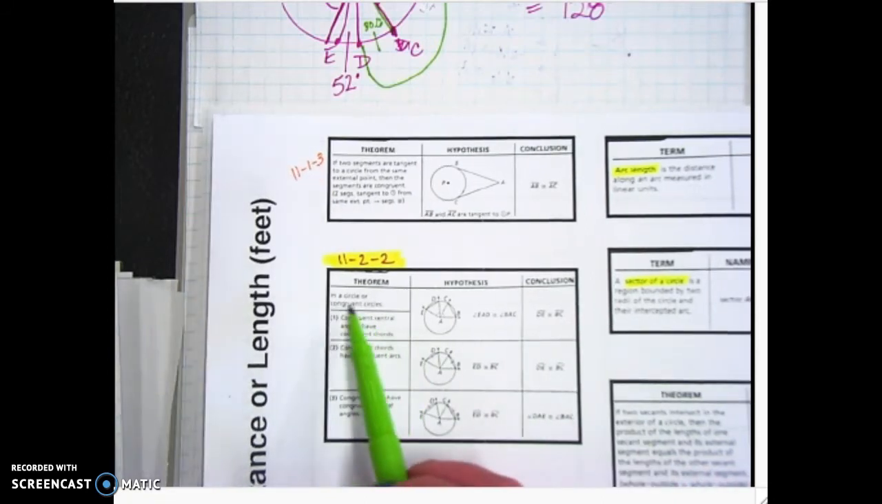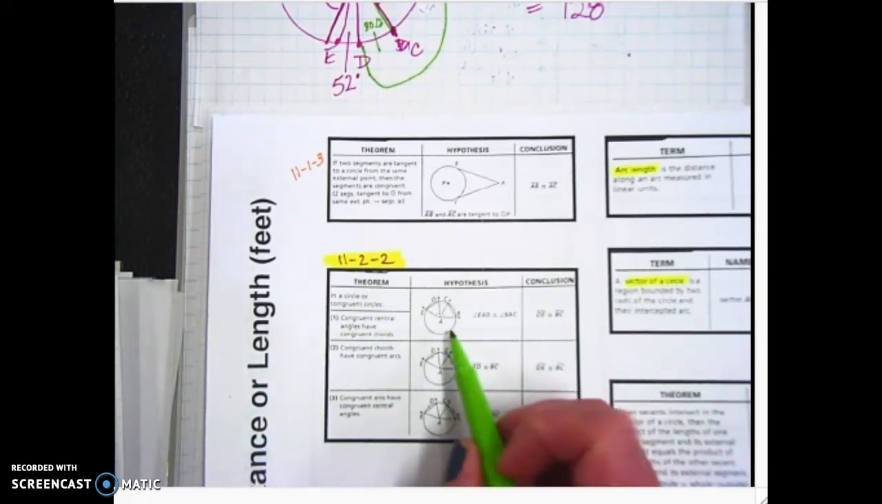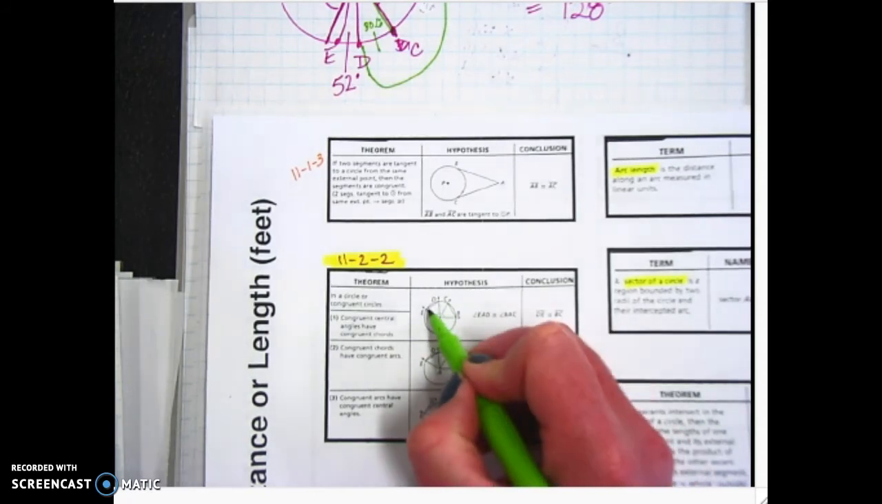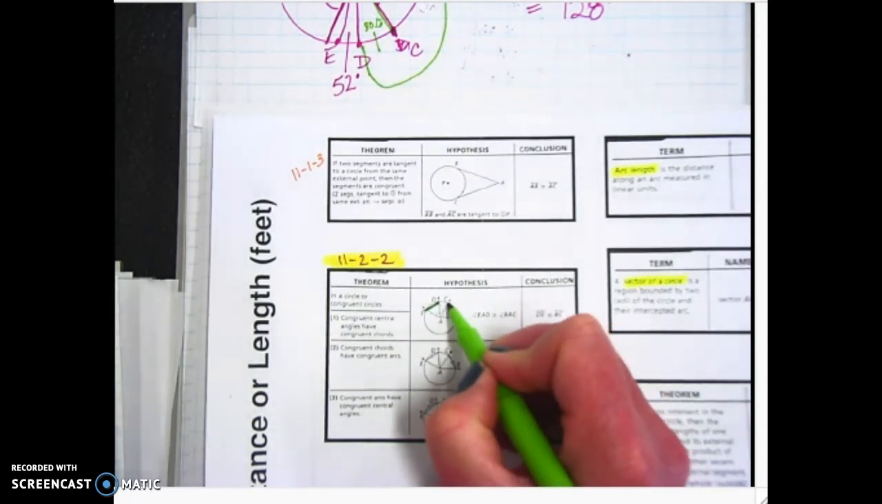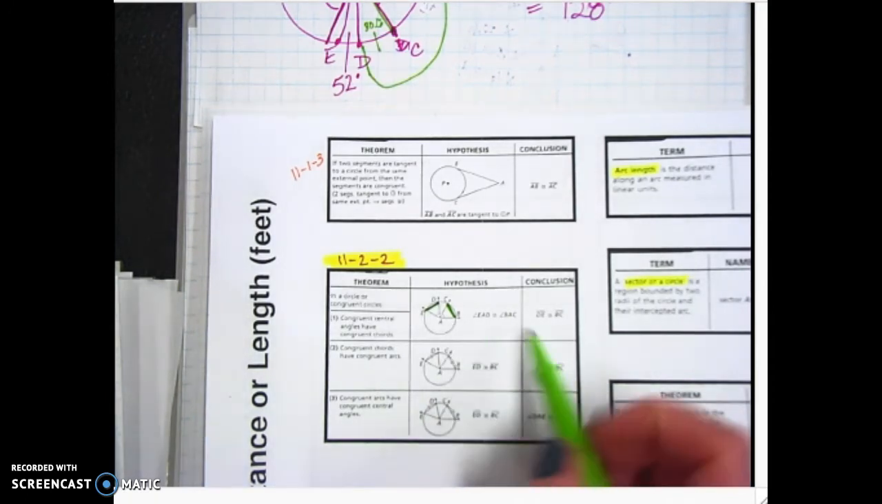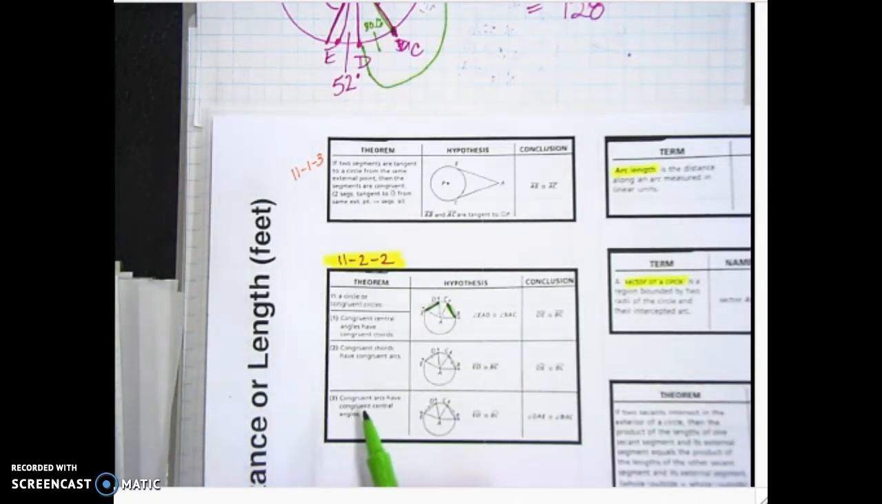So the first one says, in a circle or congruent circles, the first one is that the congruent central angles have congruent chords. Okay? So right here on circle A, this little congruent mark and this little congruent mark show that those two central angles are congruent. Therefore, this chord and this chord connecting those arc points are going to be congruent. We're going to draw that on your paper in just a second.